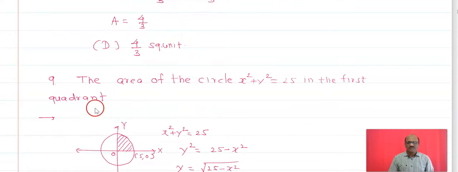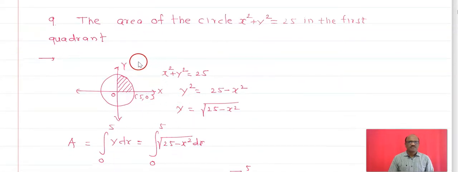Now question number 9. The area of the circle x square plus y square equals 25 in the first quadrant. Now see this here, this is the rough sketch of the figure. x square plus y square equals 25. The radius of the circle is 5. x varies from 0 to 5. y square equals 25 minus x square. Therefore, y equals under root of 25 minus x square, and we are taking the plus value.